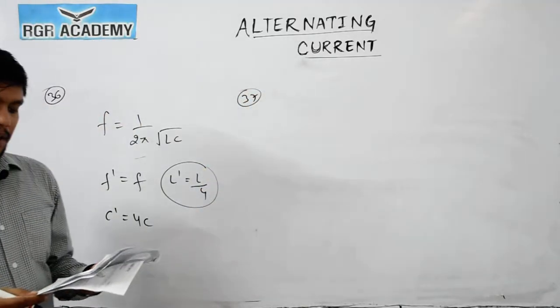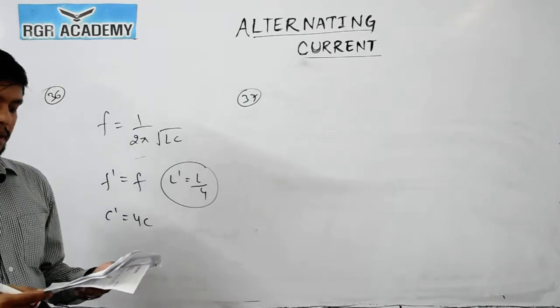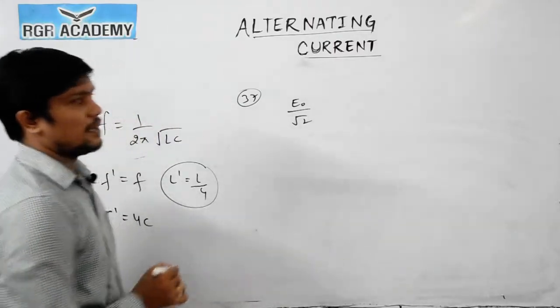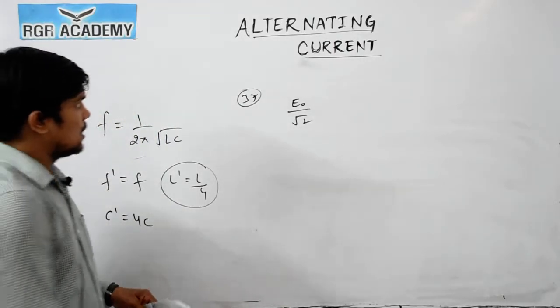Question number 37. If E naught represents the peak value of the voltage in an AC circuit, the RMS value is given by E naught by root 2. Directly, we can say that E RMS is E naught by root 2. Now question number 38.